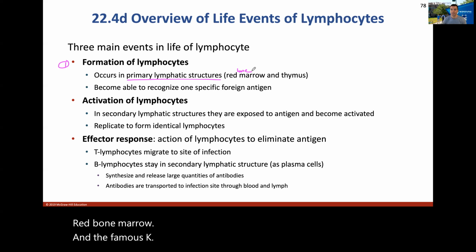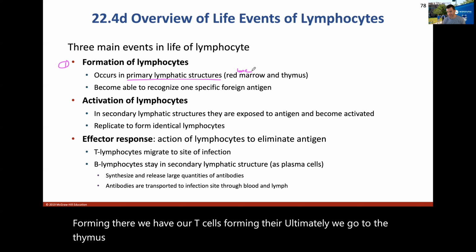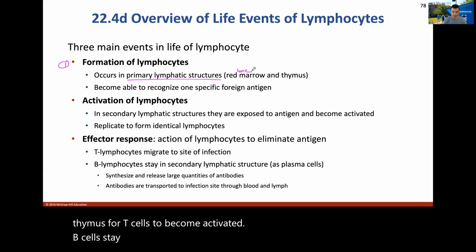We have our B cells forming there. We have our T cells forming there. Ultimately, we go to the thymus for our T cells to become activated. B cells stay within the bone marrow. They have to be activated.